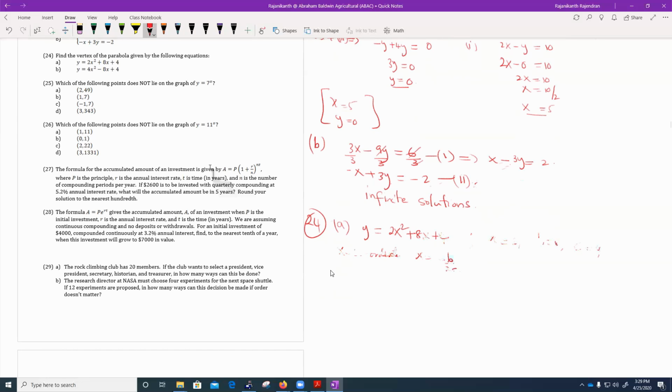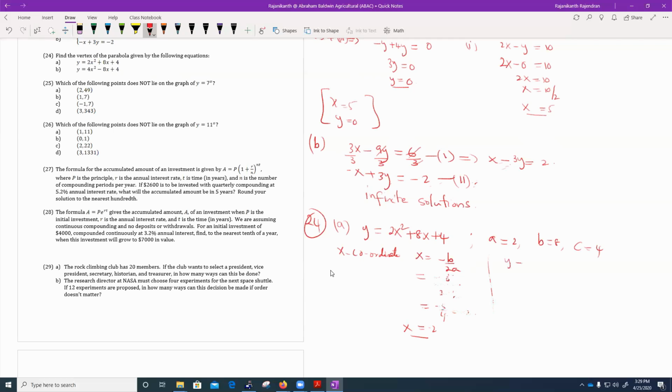So first, to find the x coordinate of the vertex, simply plug in these values. My b is 8, and 2 times a is 4. So if you simplify, you will get negative 8 over 4, which is negative 2. So this is the x coordinate of the vertex. Once you know the x coordinate, x is negative 2. Plugging this negative 2 into your original equation, you will find the y coordinate of the vertex.